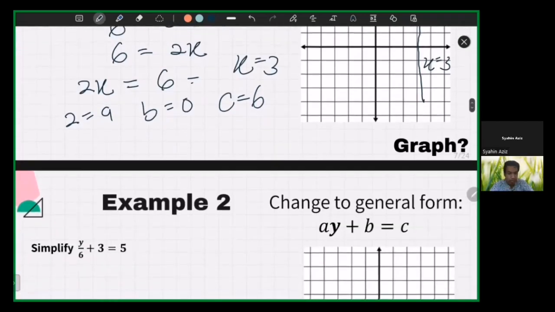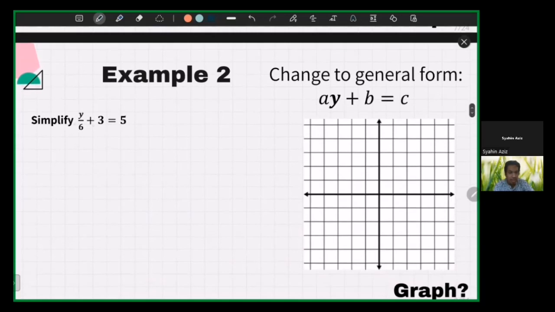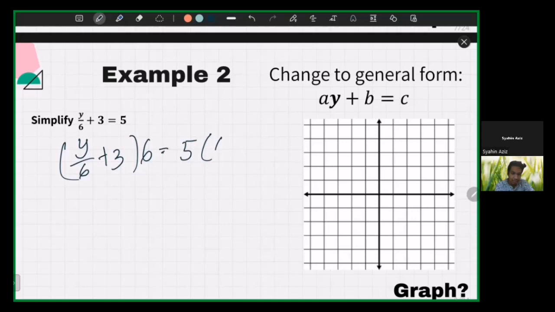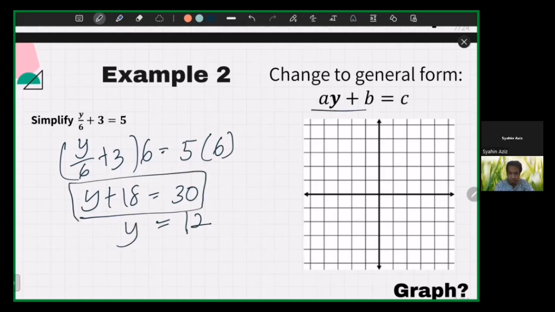That is the example. The next example is y over 6 plus 3 equal to 5. We need to simplify this, so we multiply everything by 6. We get y plus 18 equal to 30, so we get 12. This is the general form of this one, so y equal to 12. What is y equal to 12? It is shown here.